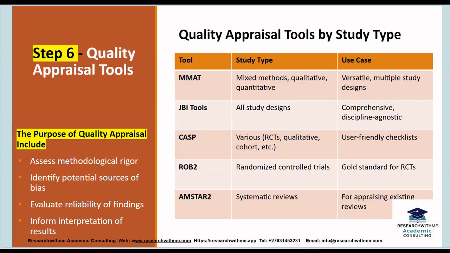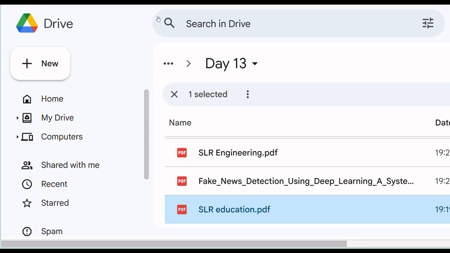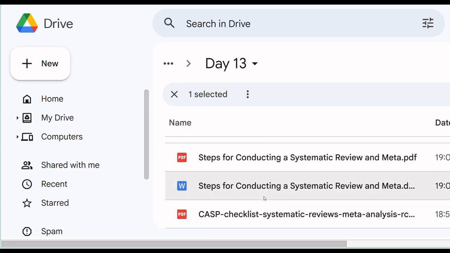So does that mean I have to use everything in my study? No. Your study type, your SLR type will determine what you are expected to use, the appraisal tool you will use. You can use just one. You can combine as many as you want. It depends. Let's quickly look at these tools one after the other, or permit me to open them in a moment.